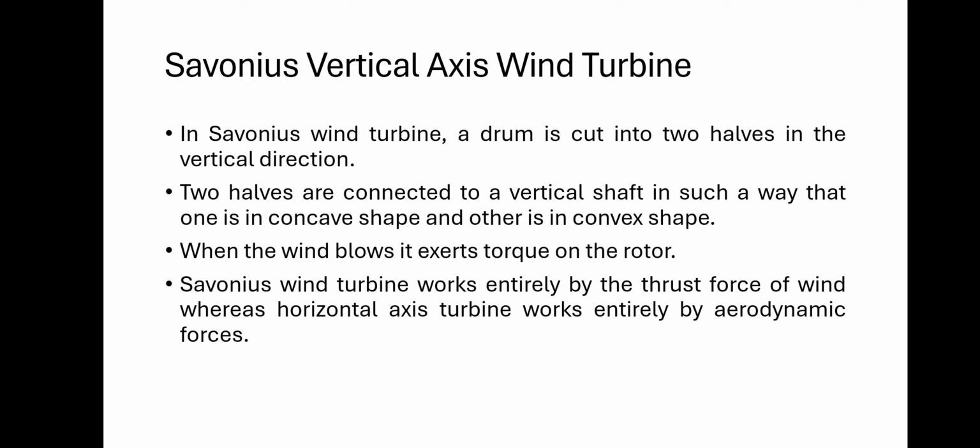The Savonius wind turbine works entirely by the thrust force of the wind, whereas horizontal axis wind turbines work entirely by aerodynamic forces. Thank you.